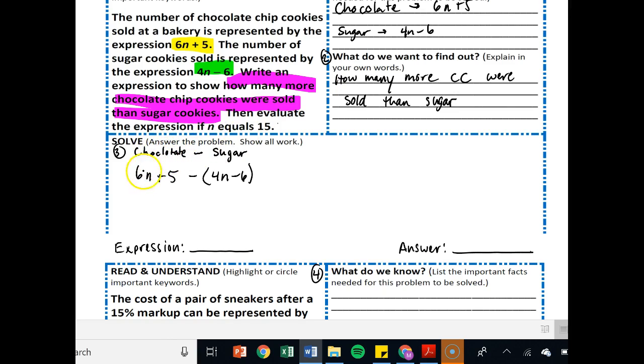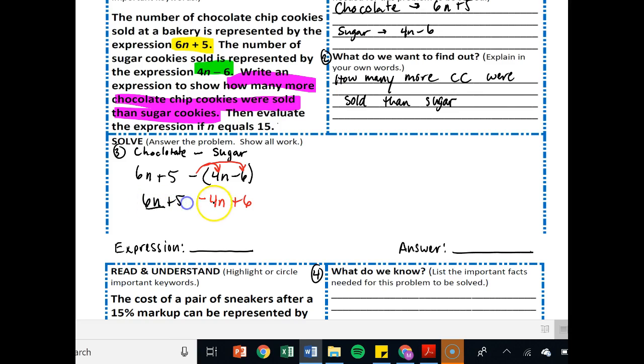So the chocolate expression 6n plus 5 minus, and then in parentheses, super important, the sugar expression, 4n minus 6. Now we're going to go ahead and distribute this negative, just like we talked about today in class, right? So this becomes negative 4n, and a negative times a negative plus 6. We drop down everything else, and now we're just going to go ahead and look to combine like terms.